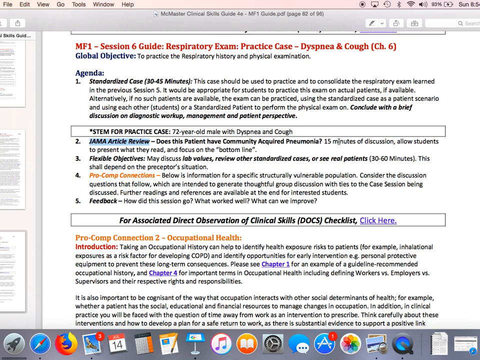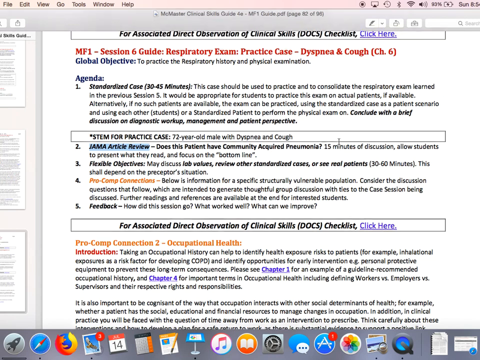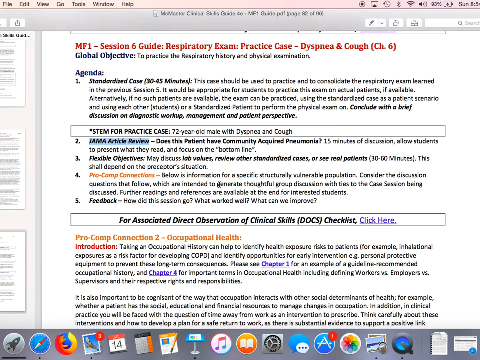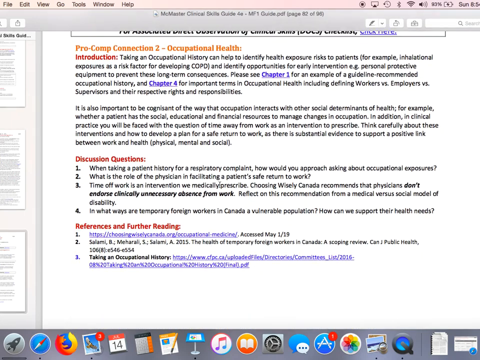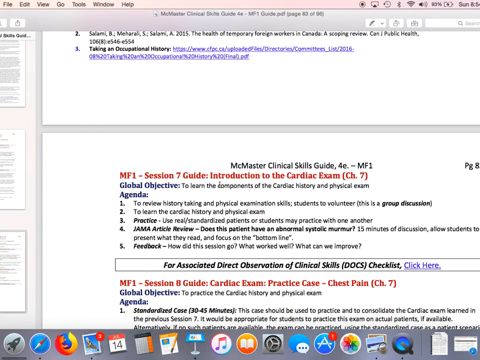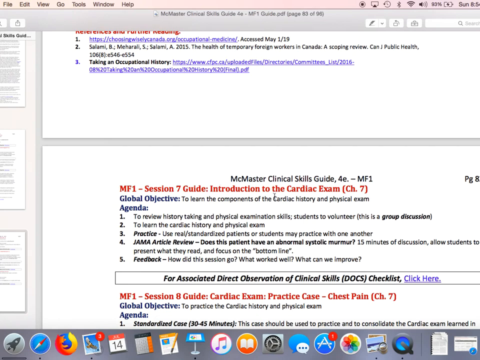The nice part here is that this is a way that we can include things around evidence and likelihood ratios, and just sort of get a bit of an understanding of what you use that for and how it is related to your ability to do a history and physical examination. I'm showing you a lot of stuff. I do appreciate that.